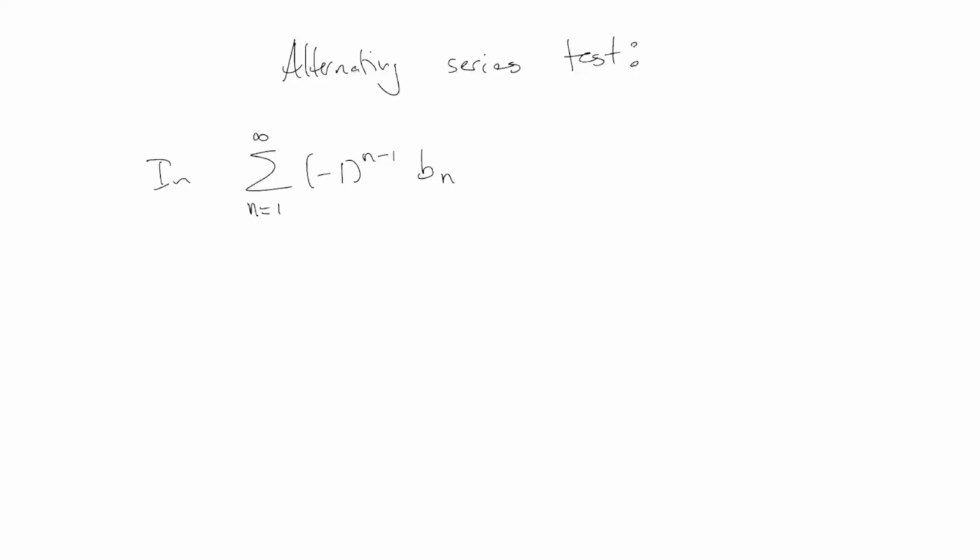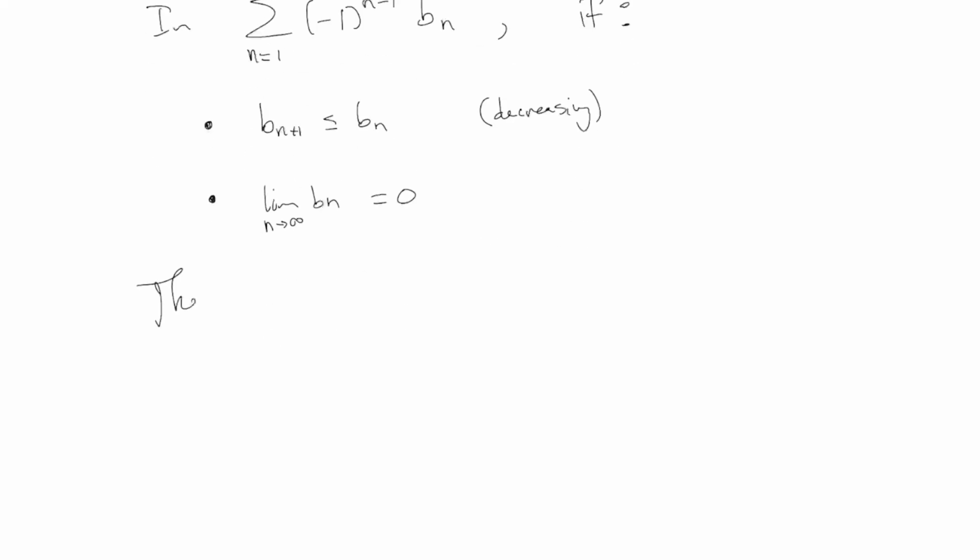So in this case, two things have to be true, and then this will converge. The two things are, first of all, b_{n+1} is less than or equal to b_n. That is to say, it's decreasing. Although not strictly decreasing, it can be less than or equal. It doesn't have to be straight up less than. And these two things both must be true: the limit of b_n as n goes to infinity equals 0. Then the series converges. This is the alternating series test.